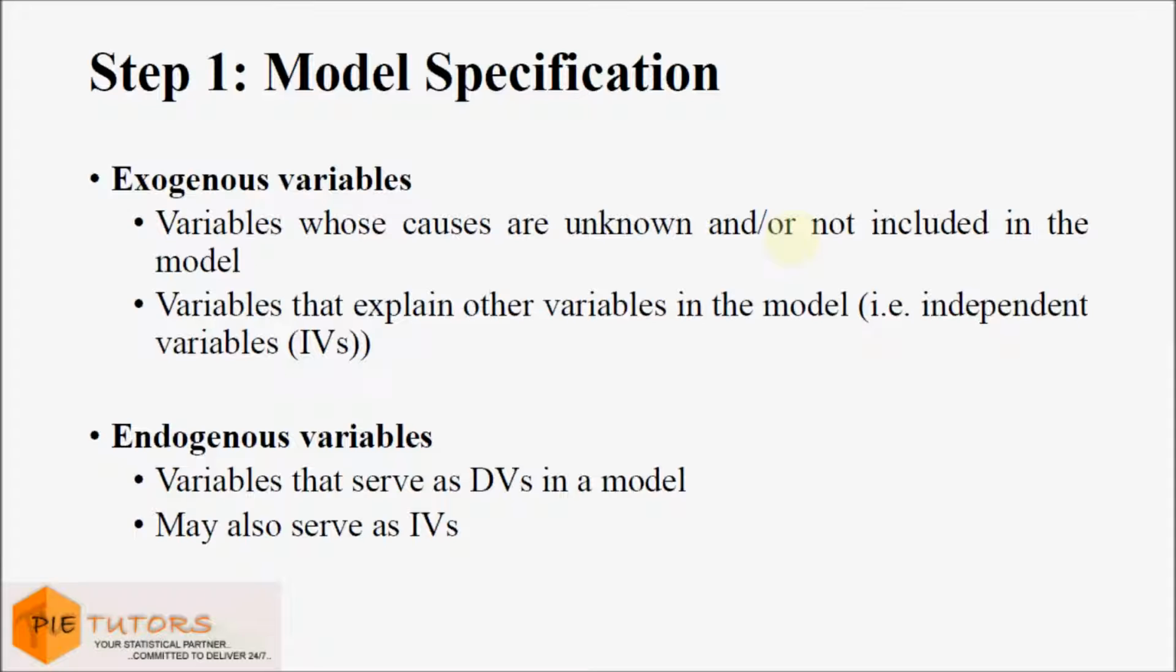Exogenous variables can be considered similar to the independent variables in the regression analysis. These variables explain other variables in the model, and their cause is either not known or is not included in the model. The second type of variables are endogenous variables. These serve as dependent variables in the model, but they may also serve as independent variables.